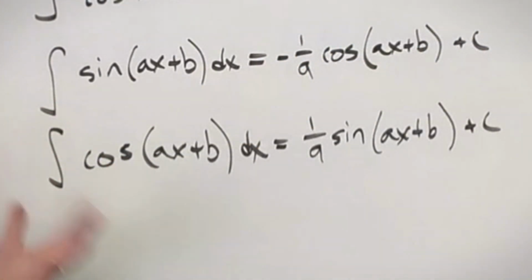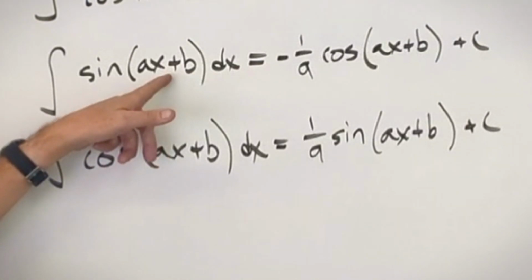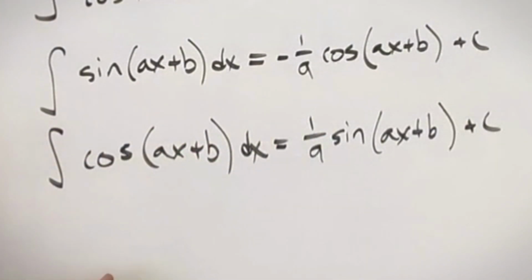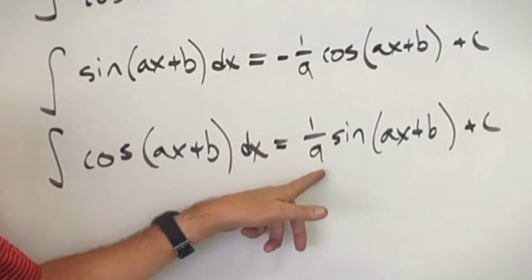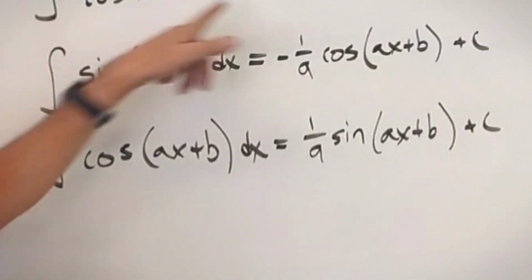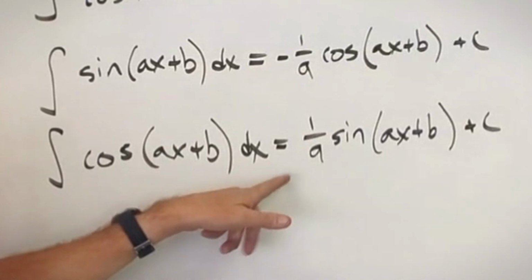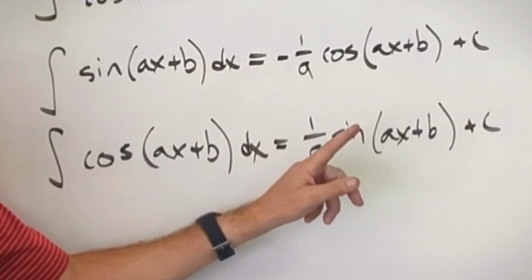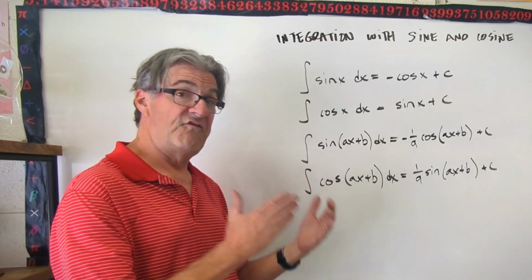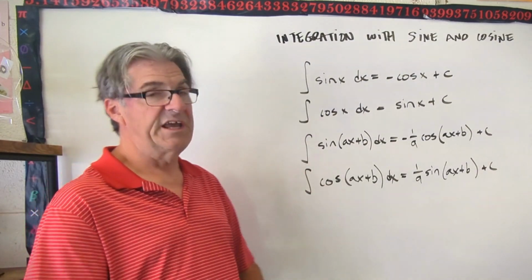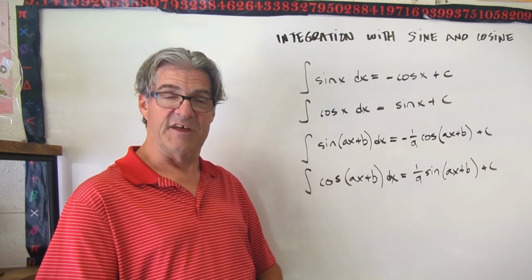Check this one out. Cosine, same thing. If you understand this pattern, you could write this next rule. So the integral of cosine of ax plus b dx is just 1 over a. It's not negative because cosine gives you a positive sine, so we don't need to bring a negative down. So 1 over a sine ax plus b plus c. And there I did 4 integrals, and I did not forget my plus c for any of them.